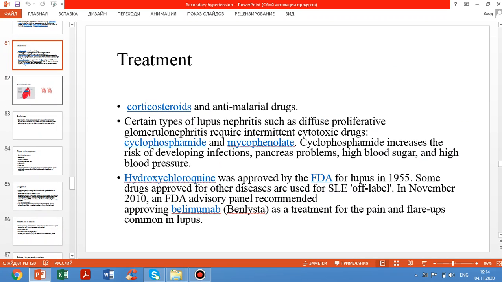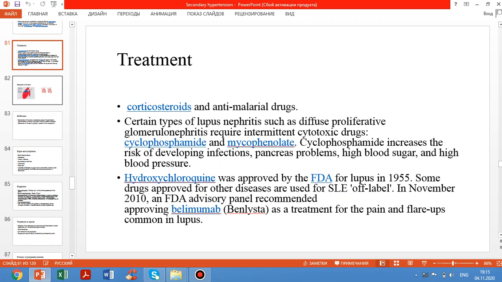Treatment: corticosteroids and anti-malarial drugs. Certain types of lupus nephritis, such as diffuse proliferative glomerulonephritis, require intermittent cytotoxic drugs like cyclophosphamide and mycophenolate. Cyclophosphamide increases the risk of developing infections, pancreas problems, high blood sugar, and high blood pressure also.